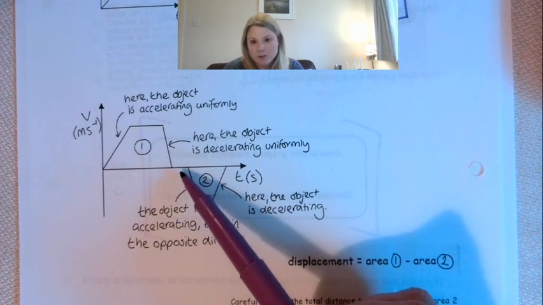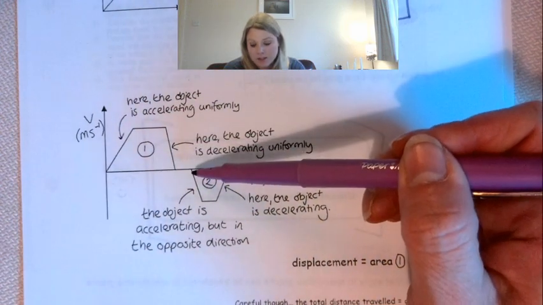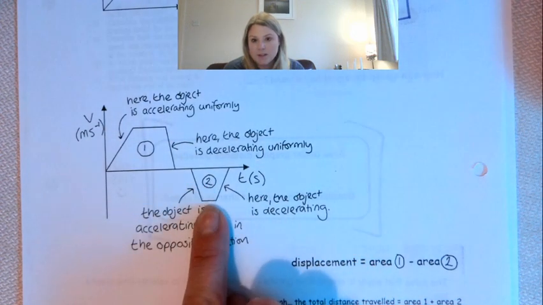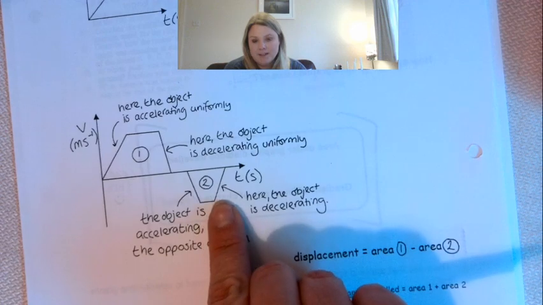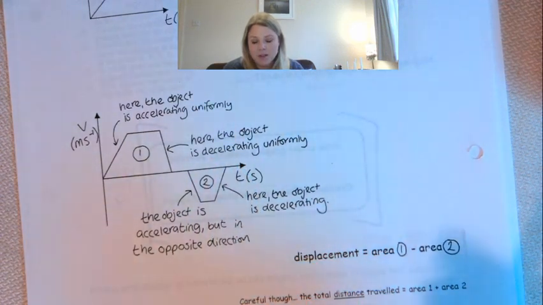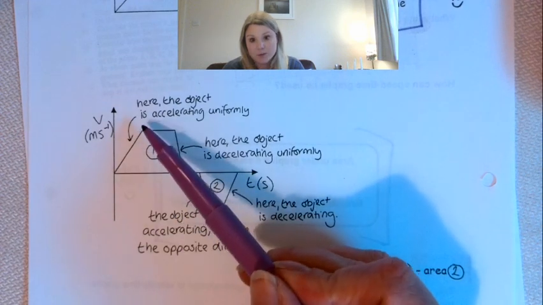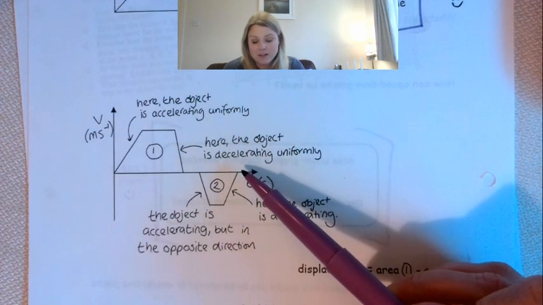Here it's stopped for a wee while because the velocity is 0. Here it's accelerating, but it's in the opposite direction, and that's why it's down underneath. Then it's traveling at a constant velocity, and then it's decelerating. So that can be a little bit hard to get your head around, with the fact that an upwards gradient here is accelerating and technically an upwards gradient here is decelerating.